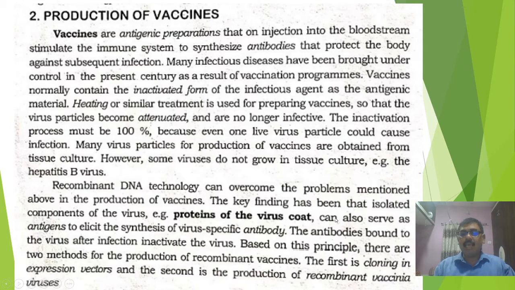The key finding has been that an isolated component of the virus, that is the virus coat proteins, can also serve as antigens to elicit the synthesis of virus-specific antibody within the human body. The antibodies bound to the virus after infection inactivate the virus. Based on this principle, there are two methods of production of recombinant vaccine. First is cloning in an expression vector, and second is the production of recombinant Vaccinia viruses. How a vaccine is produced using the Vaccinia virus we'll discuss.